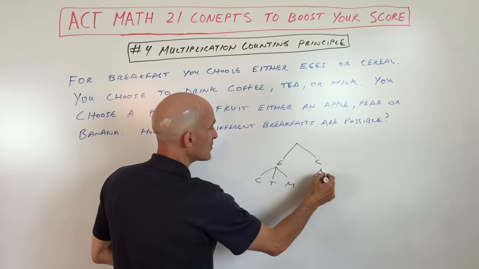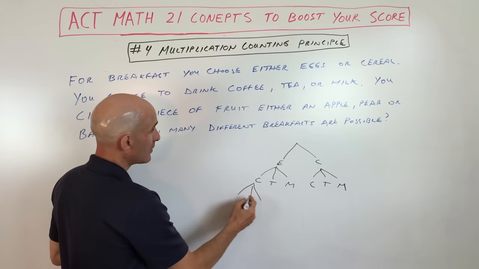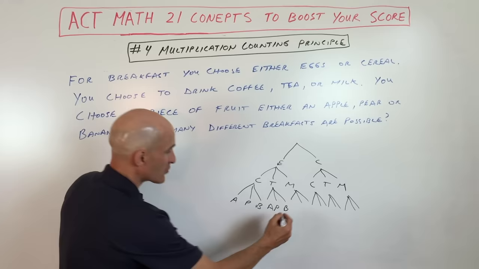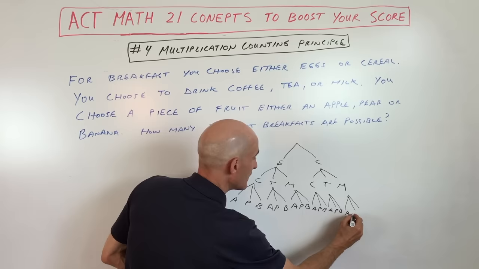And then once we make these decisions, we have three more. We can either have an apple, pear, or banana, right? So apple, pear, banana, and so on for each branch. So I'll just write those in real quick. So APB, APB, APB, and APB.